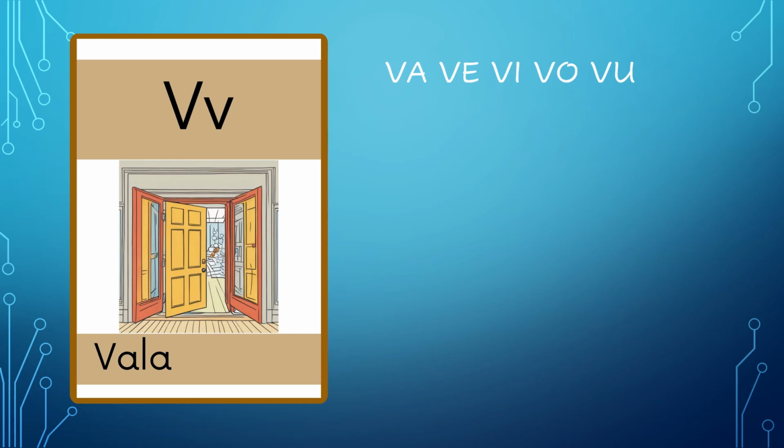The next letter is V, and it sounds like va, ve, vi, vo, vu. An example of this would be vala, which means to close.